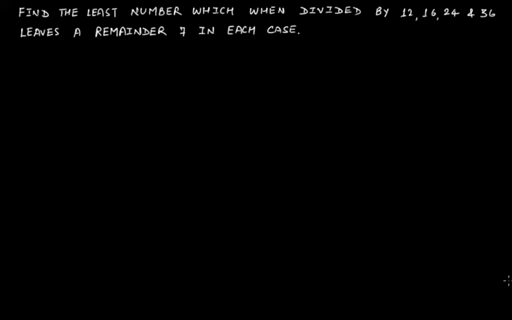So in this question we have to find the least number which when divided by 12, 16, 24 and 36 leaves a remainder 7 in each case. So you have to find a least number. Let's say that least number is A, and it's such that if you divide A by 12, then the remainder should be 7.